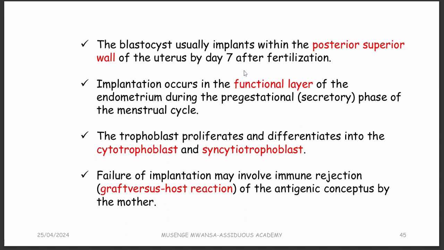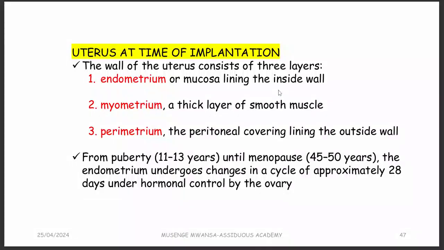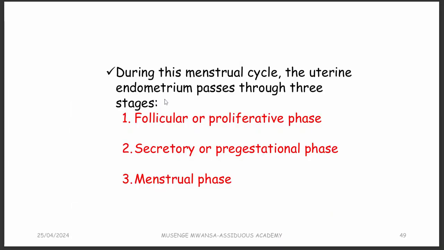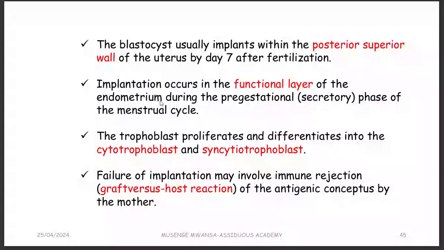Where does implantation happen? When you look at the uterus, at the back, posterior, and on top, that is where implantation happens around the 6th to 7th day. All right, normal 6th day. Now, implantation is going to happen in what we call the functional layer of the uterus, because the uterus is going to have, we talked about the endometrium, myometrium, and the perimetrium, right? Now, the endometrium is going to further have different layers. It's going to have the functional layer and the basal layer. The functional layer is where implantation is going to happen.